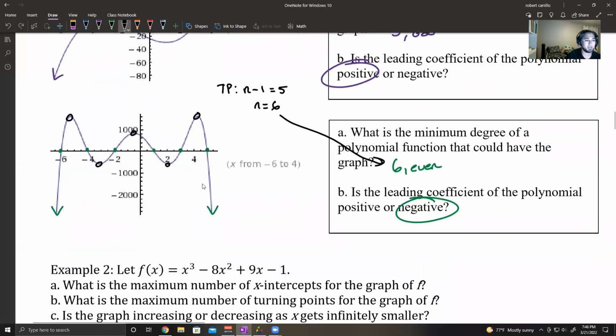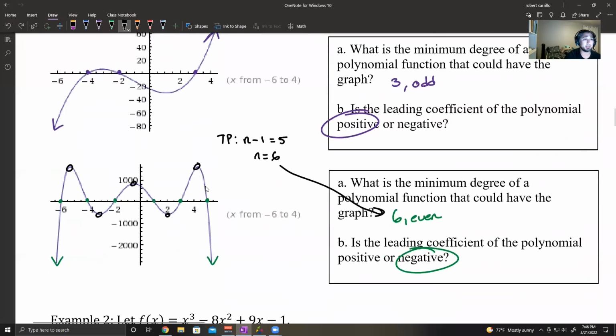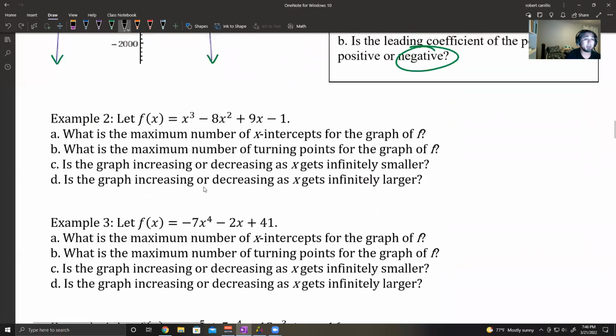All right. Now, still the same thing, but this time we're not given a graph. We are given a polynomial function. So here we still have to think of the degree. We have to think of the function's positive or negative and answer the following questions. So for example 2, we have let f of x equal x cubed minus 8x squared plus 9x minus 1. A says, what is the maximum number of x-intercepts for the graph of this function?